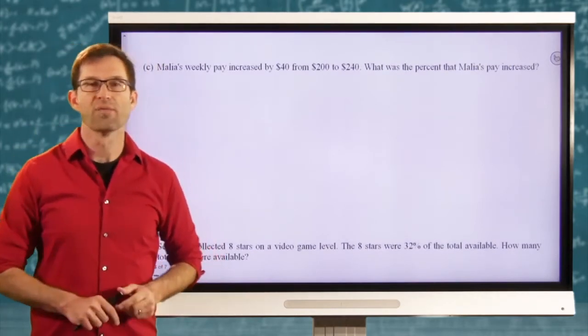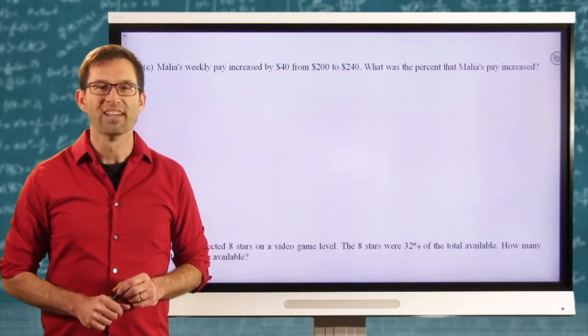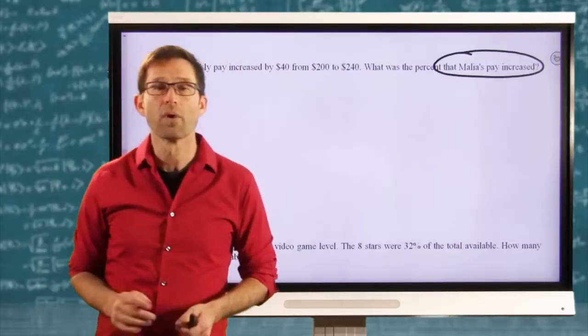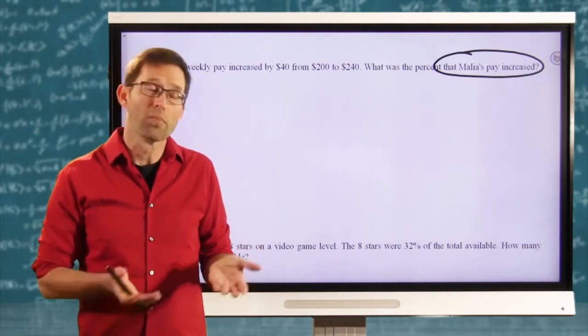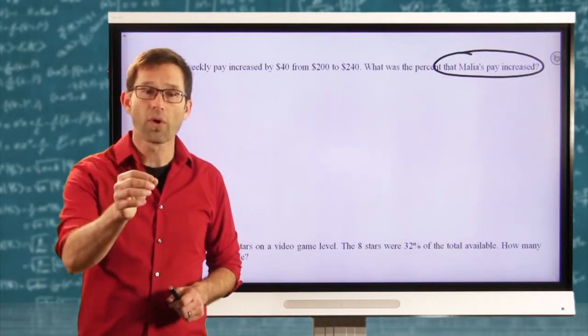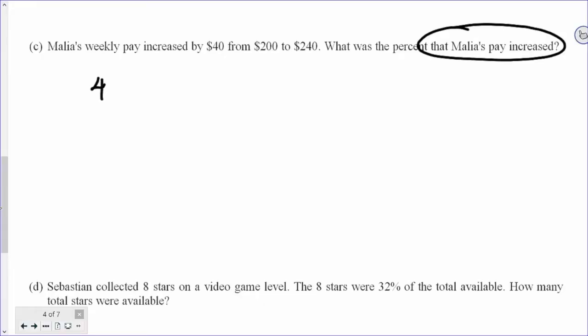Letter C. Again, pause the video, make an attempt at it, and then we'll go through it. All right, let's do it. Letter C: Malia's weekly pay increased by $40 from $200 to $240. What was the percent that Malia's pay increased? Now, this can be very challenging for people. But basically what I'm saying is, look, I've got $200, and Malia's salary went up by $40. What percent is 40 out of 200? Okay, that's what I'm looking at. 40 out of 200. 40 is how much it went up. 200 is what it started with.